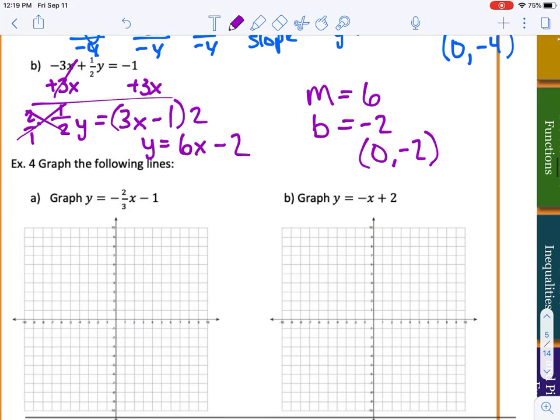Now we're going to graph some things. We always start here. We always start with our y-intercept.